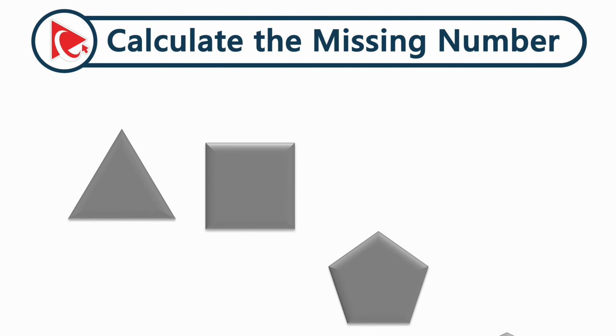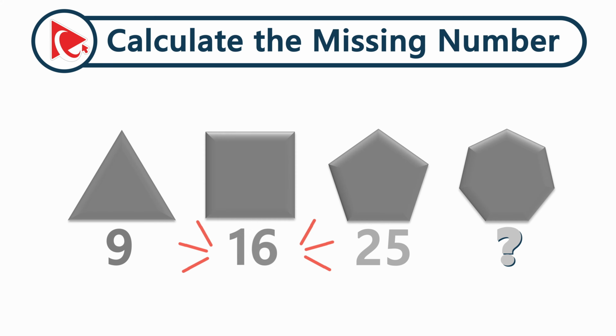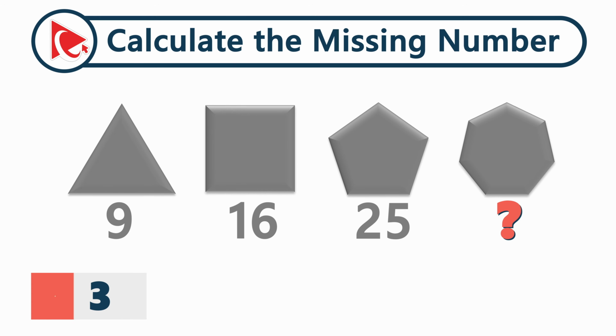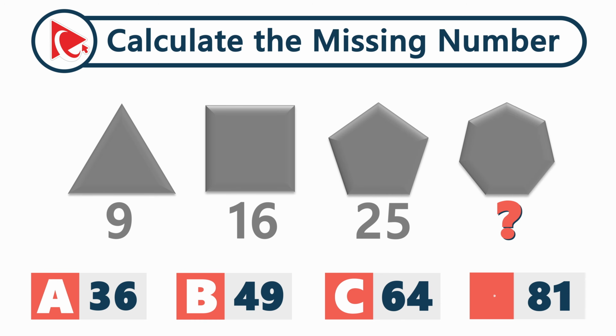You're presented with 4 shapes. Each shape has a number associated with it. The numbers are 9, 16, 25, and then the 4th shape has the missing number, which you need to calculate and select out of 4 possible choices. Choice A, 36, choice B, 49, choice C, 64, and last but not least, choice D, 81.